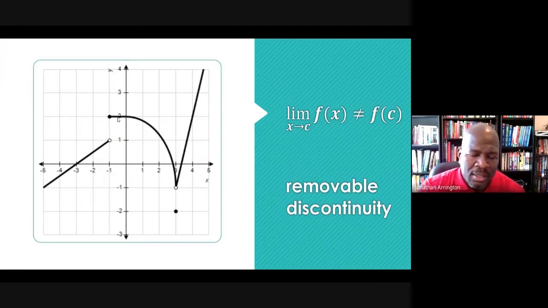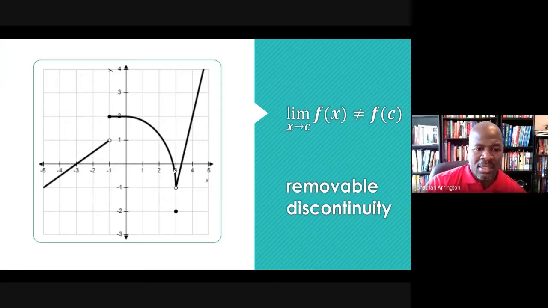And then next, we want to look at where the limit exists and f of c exists, but they're not equal. The limit exists and f of c exists, but those two happen not to be the same. That would be where x equals 3 on this graph. So notice f of 3 is actually defined. f of 3 is -2. There's a closed circle right there. f of 3 is -2.